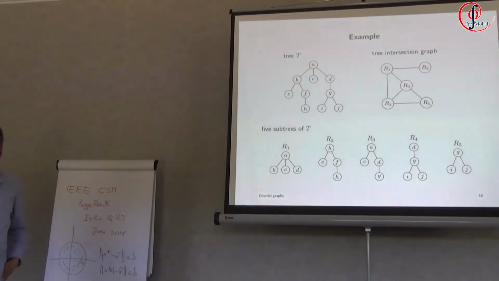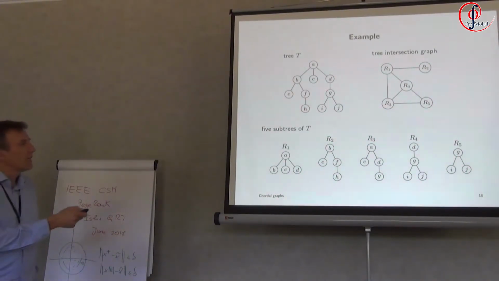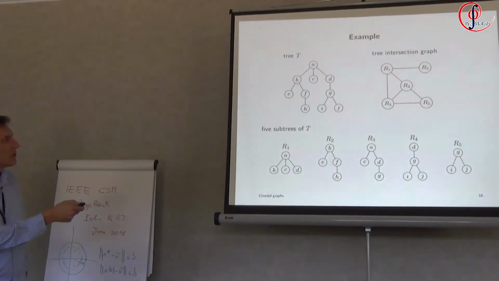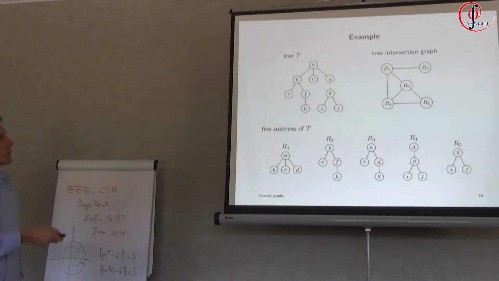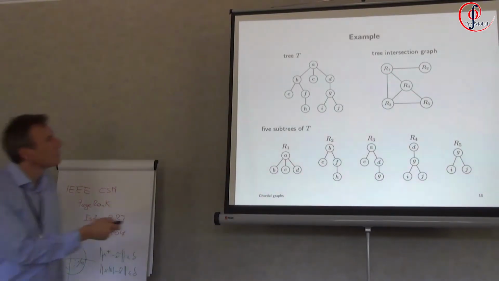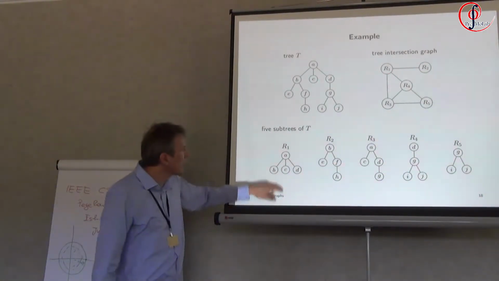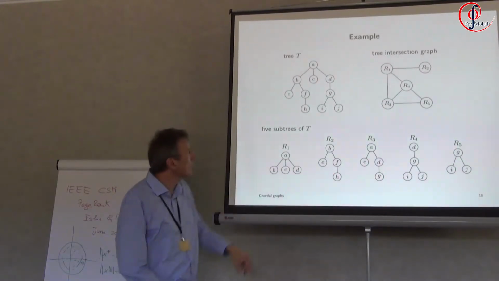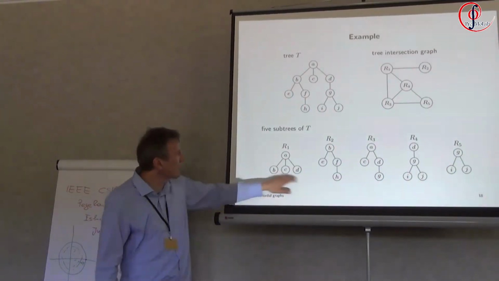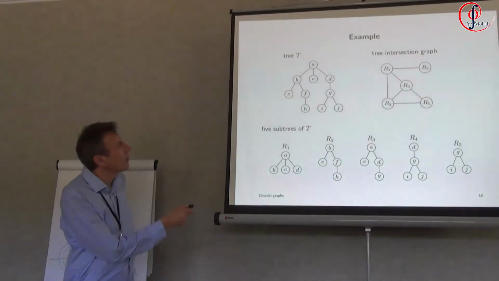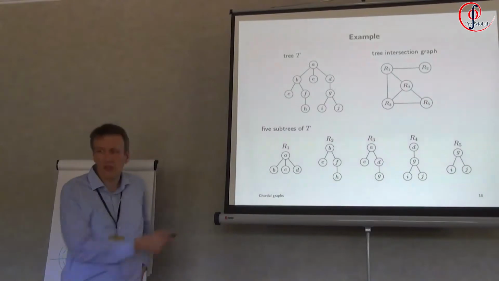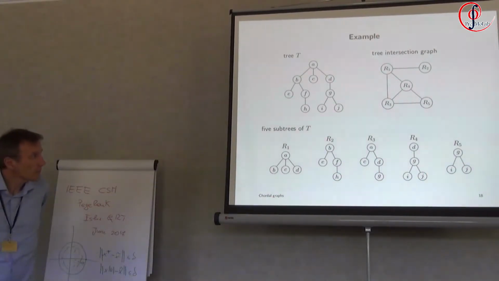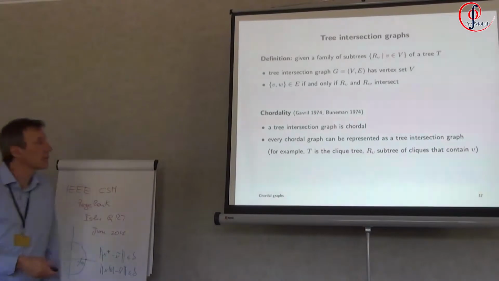It's just a family of subtrees in the graph. And then you can construct a tree intersection graph. The vertices of this graph correspond to each of these subtrees. And there is an edge if the subtrees intersect. For example, R1 and R2 intersect because they have this vertex B in common. So this R1 subtree and this overlap. R1 and R4 or R1 and R5 are not connected by an edge because there is no intersection between these subtrees. So that's a tree intersection graph.